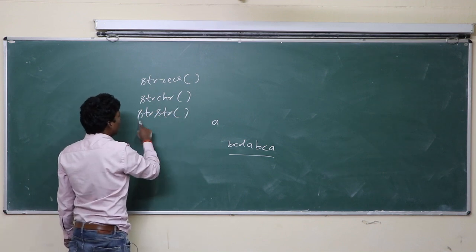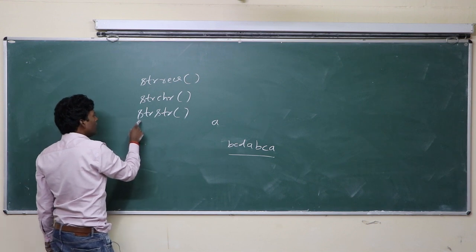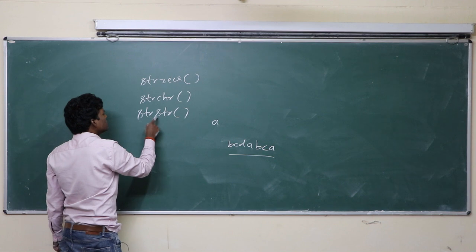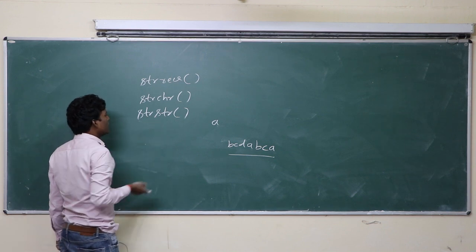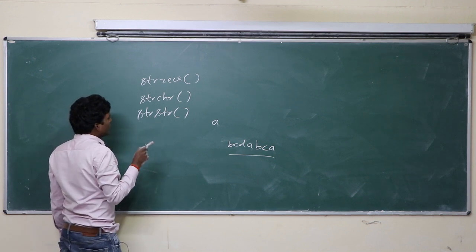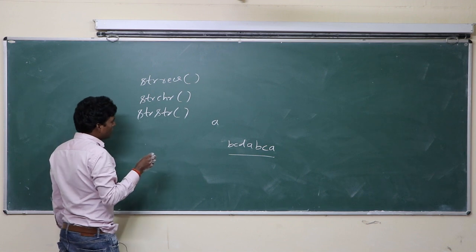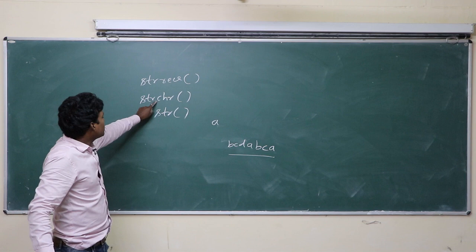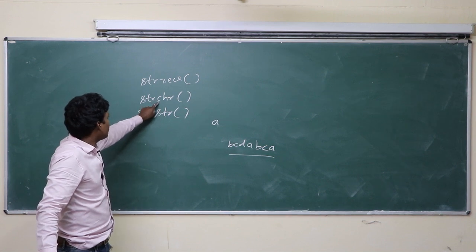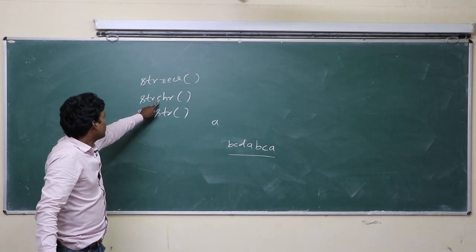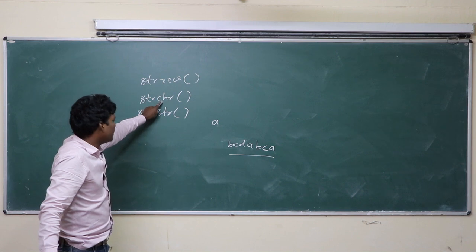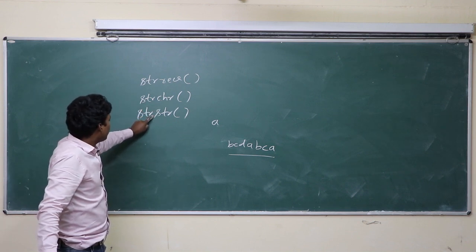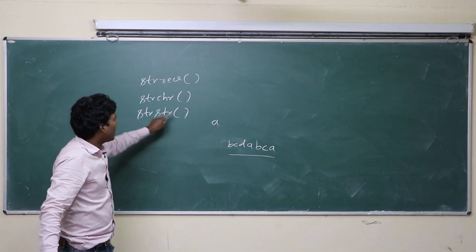Okay class, and the third one is strstr. This is also a library string function. This function is used to find the first occurrence of a given string in another string. Okay class, strchr is used to find the first occurrence of a given character in a string, and strstr is used to find the first occurrence of a given string in another string.